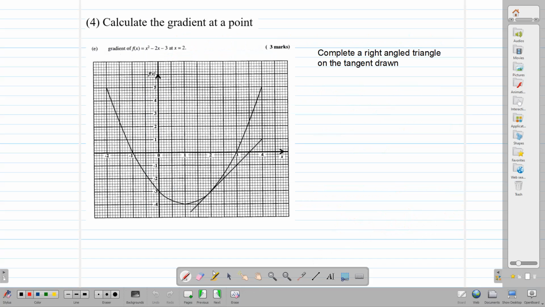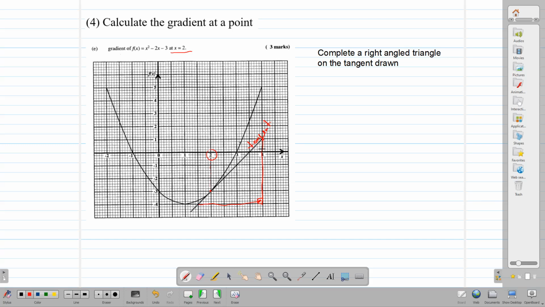Continuing, if we want to calculate the gradient at a point, the question says calculate the gradient at the point x equal 2. Notice the point x equal 2 here, and the gradient is drawn so that the line touches this line. It's called a tangent, and it's drawn touching the curve at the point x equal 2. To find our answer, what we need to do is to put a right angle triangle on this line. So what you should do is find a clean point along that line and draw a right angle triangle on it. Has to be a right angle triangle.